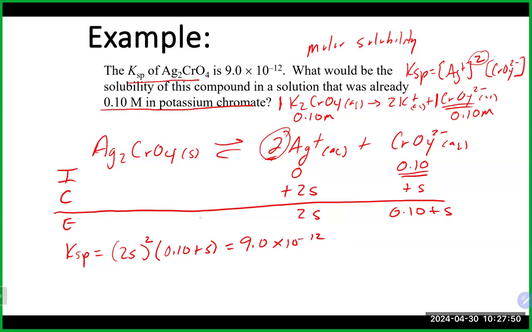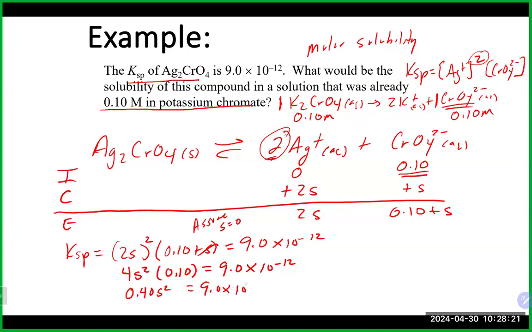Just like previously, I'm going to assume the s is equal to 0 in the 0.1 plus s term. And once again, it's just going to be that s. That's going to give me actually 4s squared, as I'm not going to forget to square the number as well. That's going to give me 9.0 times 10 to the minus 12. If we take our 4 times 0.1, that's going to give us 0.4 s squared is equal to 9 times 10 to the minus 12.